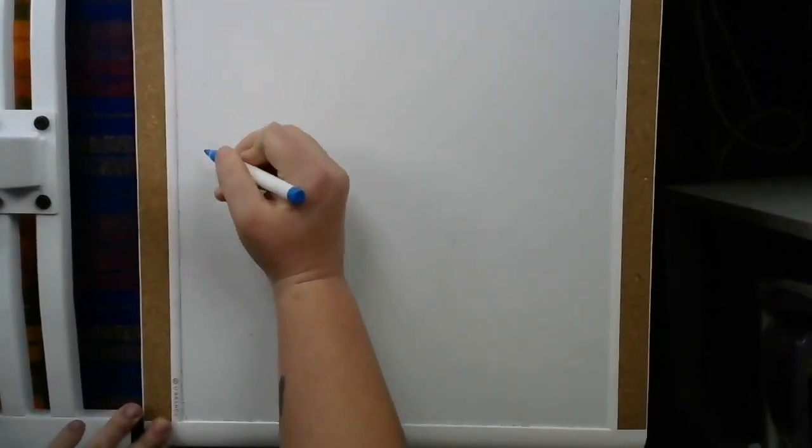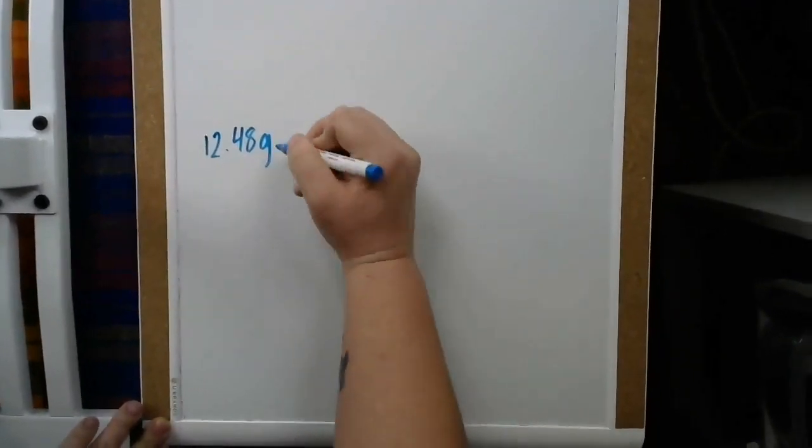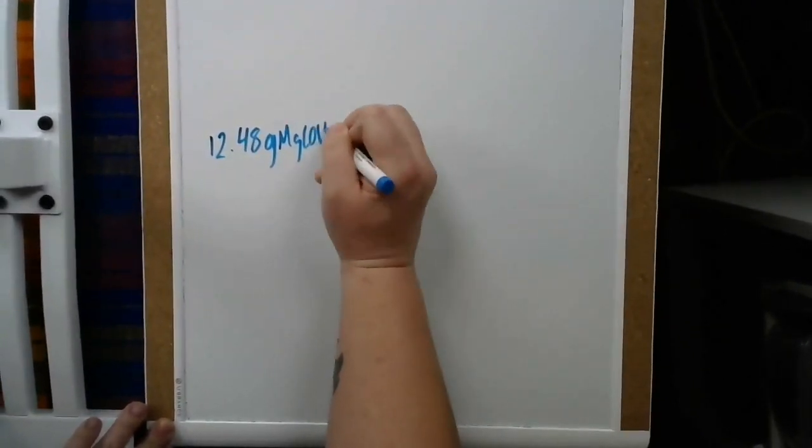Okay, if 12.48 grams of Mg(OH)2 are formed, let's write that number down just to start with. 12.48 grams Mg(OH)2. How many grams of ammonia are produced?